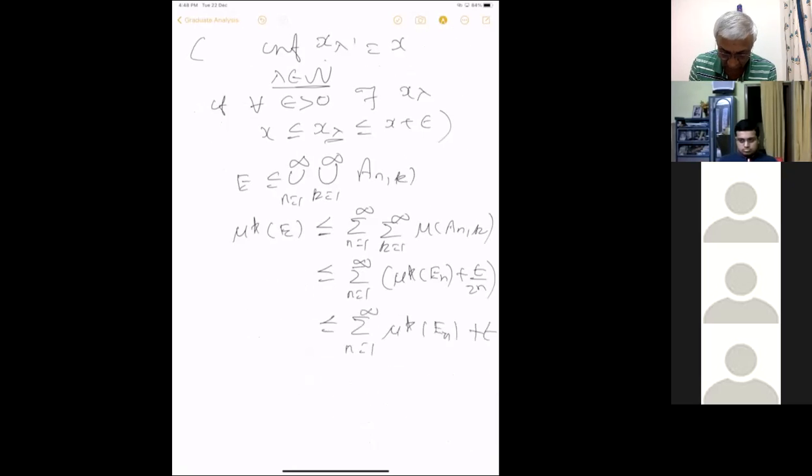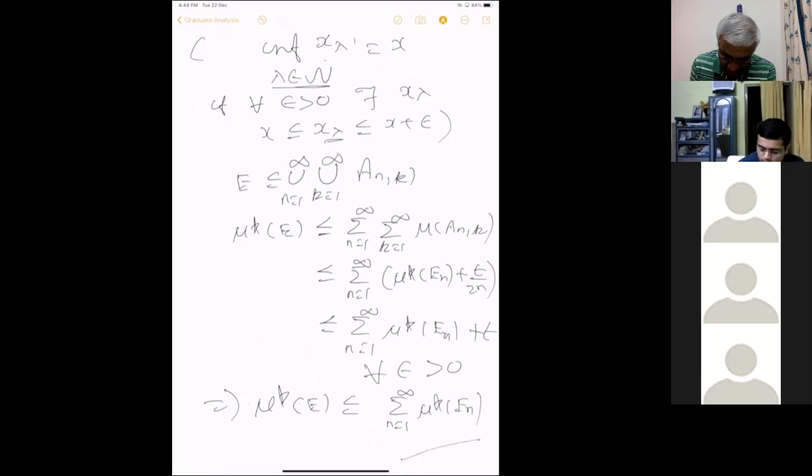Okay. This is true for all epsilon greater than 0. So this implies, my time is over, so this implies mu star of E is less than or equal to summation n equal to 1 to infinity of mu star of E_n. So we proved it. Okay.